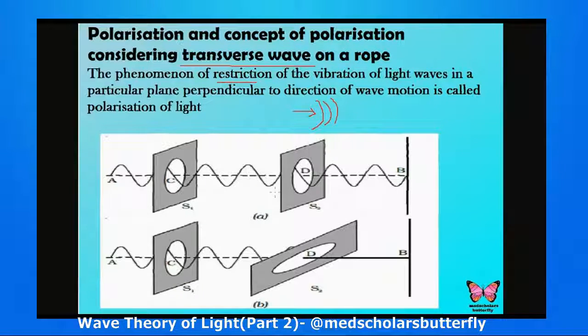Here you are given an example of a rope tied to a rigid support and there are two slits S1 and S2. In the first scenario, we have kept both slits in the same direction. They are both standing at 90 degrees to the rope. When I give a jerk up and down, a transverse wave forms and it will successfully pass from slit S1 to slit S2.